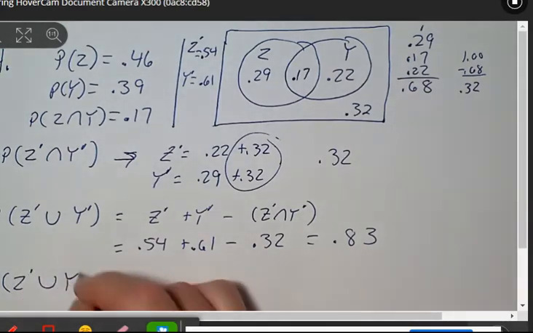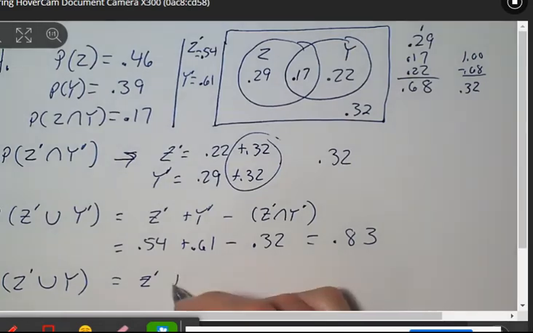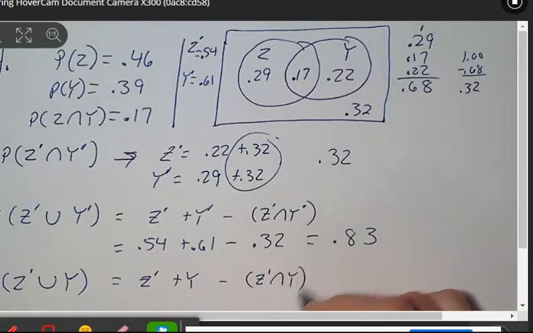Okay, for C, let's do Z prime union Y. Since we're doing union, basically it's the same thing. We're going to do Z prime plus Y minus the intersection of Z prime and Y.